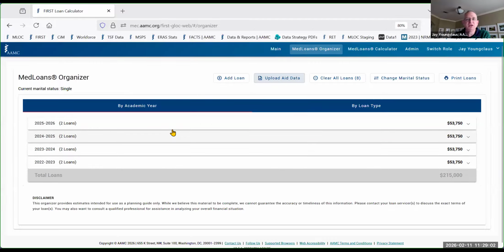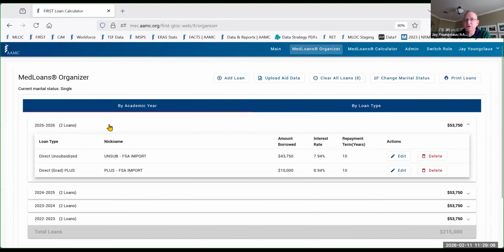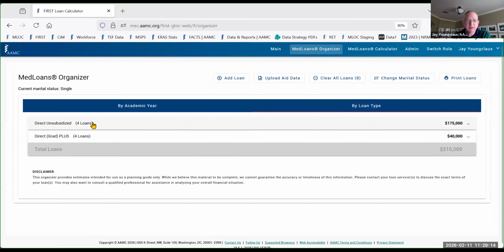A couple of things, you don't need to spend too much time here in the organizer, but I just want to highlight a couple of things. You can click here and drop down and see the different types of loans that you have. We're sorting here by year, but you can also look by loan type and show.